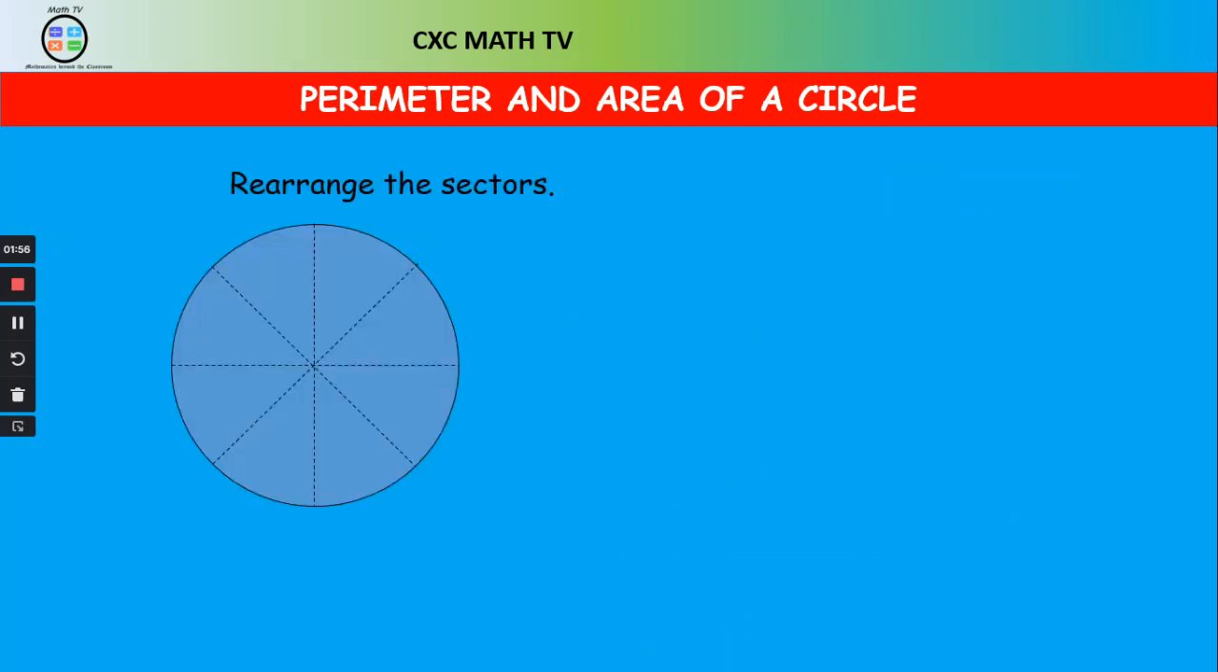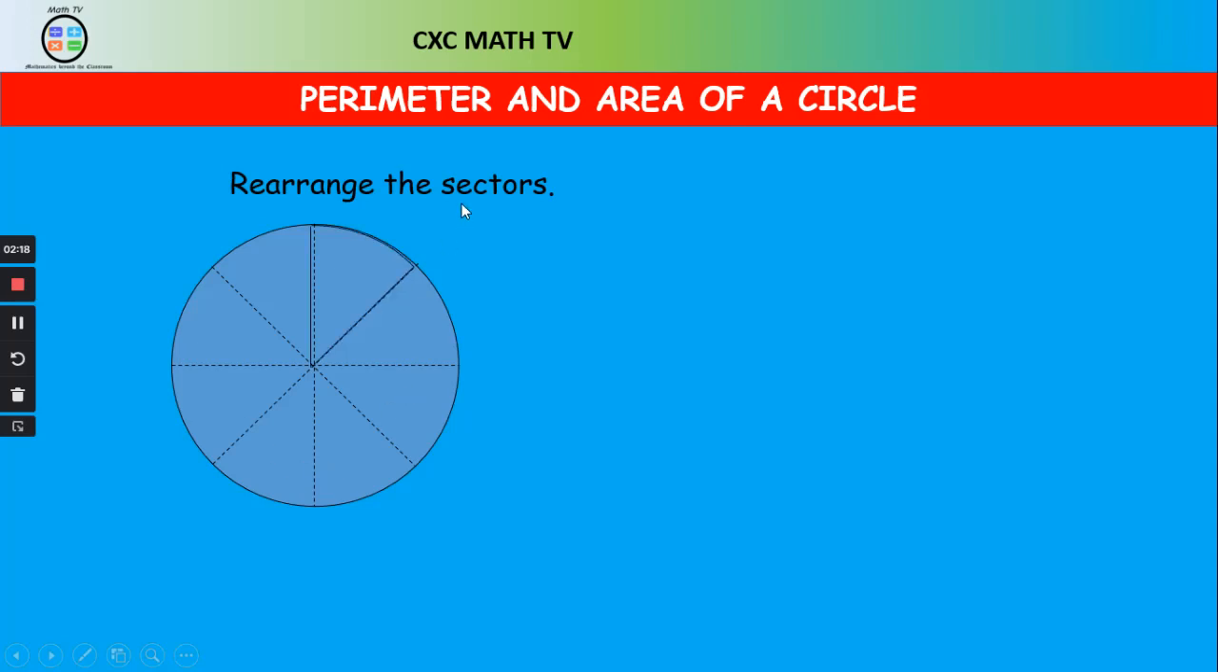Now, we can rearrange sectors. Just like, let's say this is a pizza. You buy a pizza, you cut it up into different pieces. Those pieces we call sectors. Sectors consist of a piece of the arc length there and 2 radii. That's a sector. So each slice of pizza is known as a what?